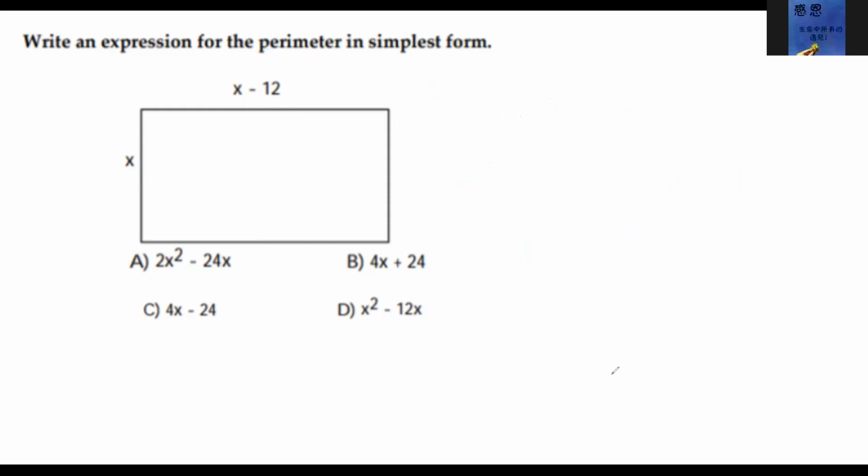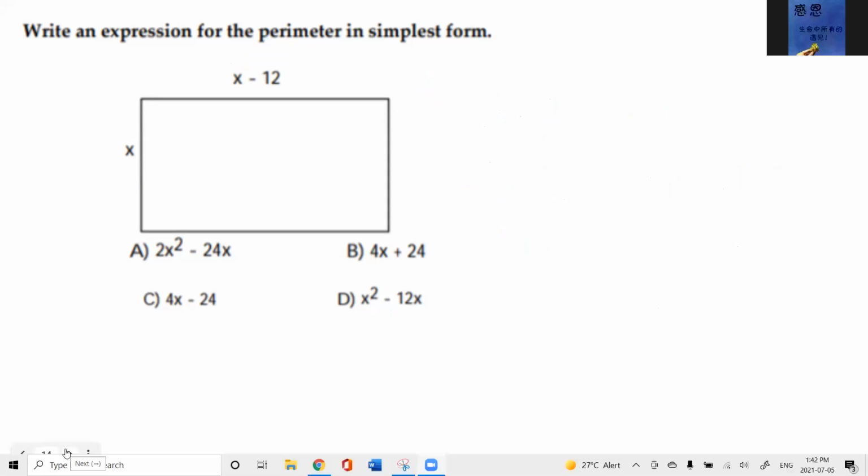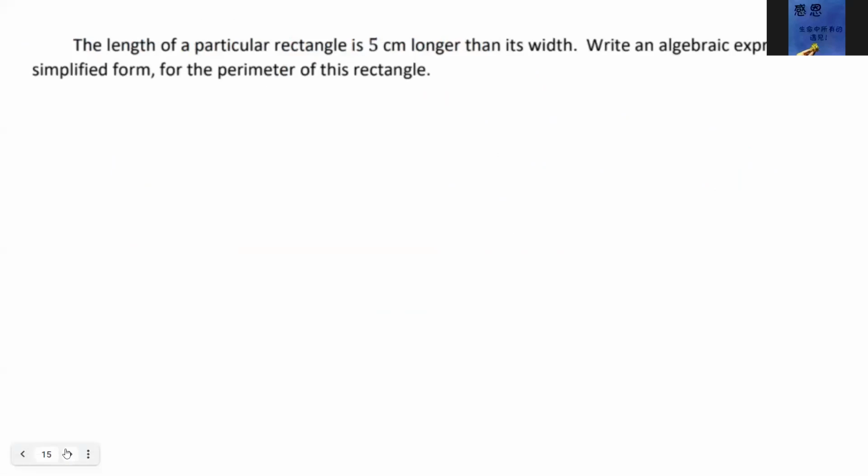Okay, try this, everyone. You're doing really well. I gather this is mostly a review for you, but it doesn't hurt to review these concepts. Let's read the question. The length of a particular rectangle is 5 centimeters longer than its width. Write an algebraic expression in simplified form for the perimeter of this rectangle.